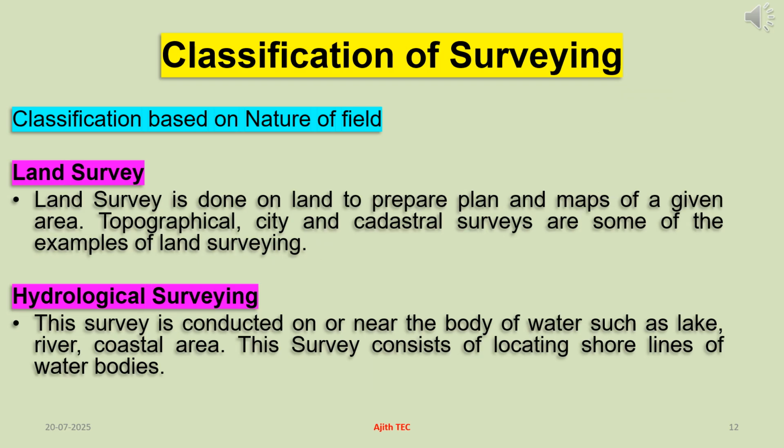Classification of surveys. Classification based on nature of field. Land survey. A land survey, or simply survey, is the scientific process of measuring the dimensions of a particular area of the Earth's surface, including its horizontal distances, directions, angles, and elevations. Land surveyors measure and map the shape of land.